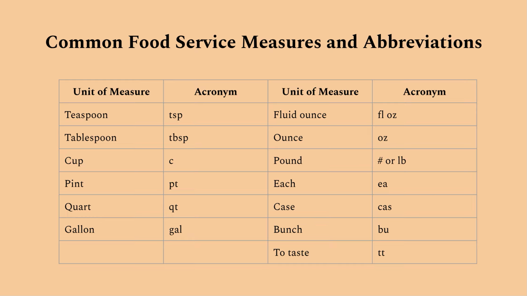Pound, definitely in the industry, you will see the pound sign actually used more often than LB or LBS. This one is interchangeable to me though, but I will be using the pound sign from here on out. Each is represented as EA. Case should actually be CS. I think that's just a little typo, so sorry about that. So that is CS for case. Bunch is usually signified by BU, and then to taste is a double T, TT.